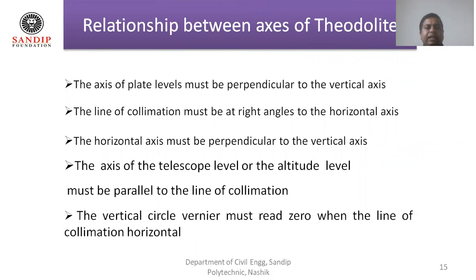Next, what are the different relationships between these axes of the telescope? First, the axis of the plate level must be perpendicular to the vertical axis. The line of collimation must be at right angle to the horizontal axis. The horizontal axis must be perpendicular to the vertical axis. The axis of the telescope level or altitude level must be parallel to the line of collimation. And the vertical circle must read 0 when the line of sight is exactly horizontal. So these are the relationships that must be there. If such relationships are not there, then there will be chances of error in the reading.